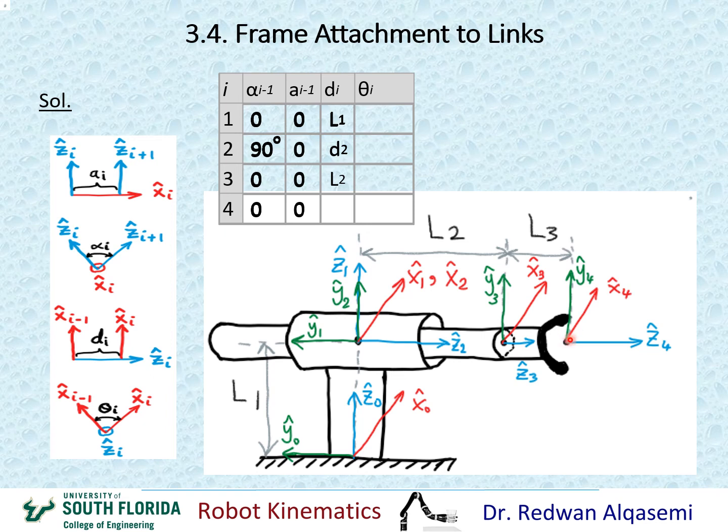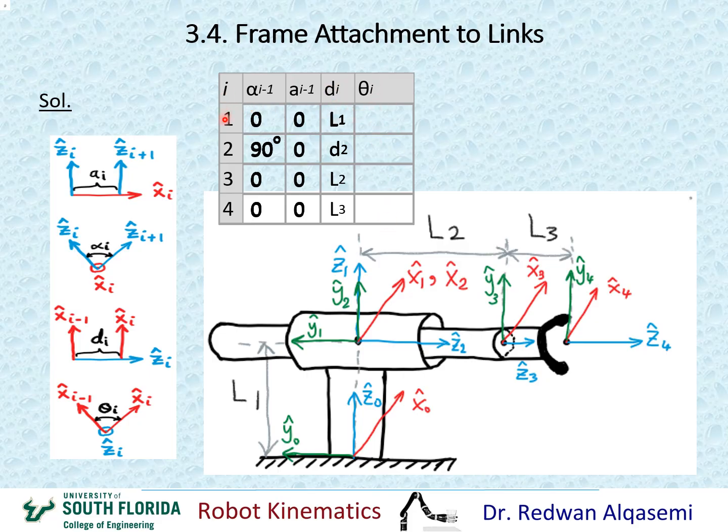All right, so that distance between x3 and x4, these two axes along z4, is a constant, and that constant is L3 as indicated here, from here to here. Okay, so I'm going to put L3 here, which would be d4. All right, that would finish our d column. Moving on to the theta column.